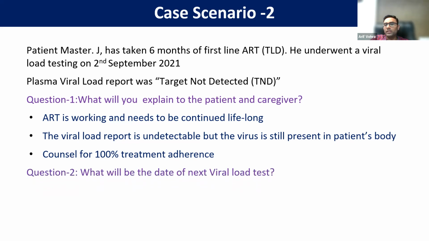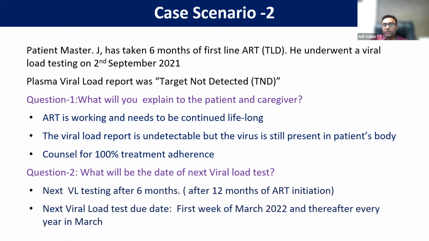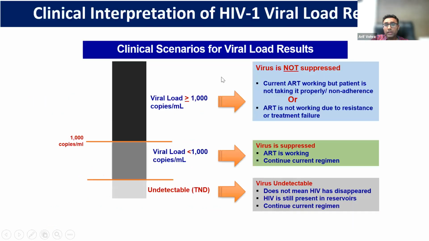Now, what will be the date of the next viral load test? I already explained in that article that after the first 6 months, you have to do the next viral load, and then yearly. So this year, in September, we have ordered the viral load. Then we can do it after 6 months, let's say in February end or March, and then every March we can do the viral load of this child. But you may repeat it if symptoms worsen or the child is not improving with the treatment.